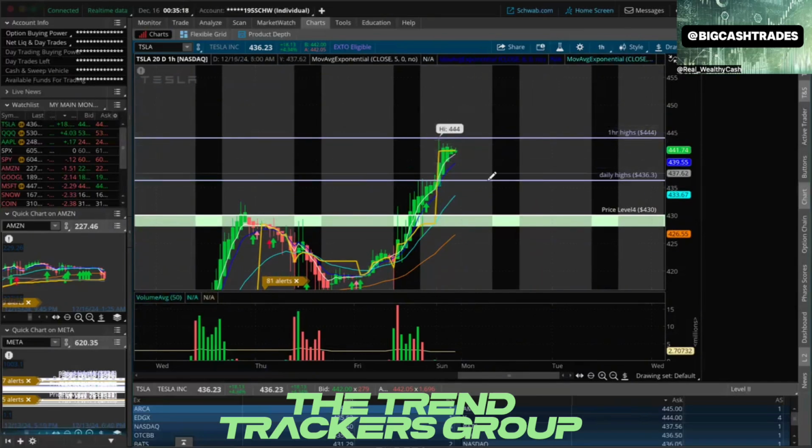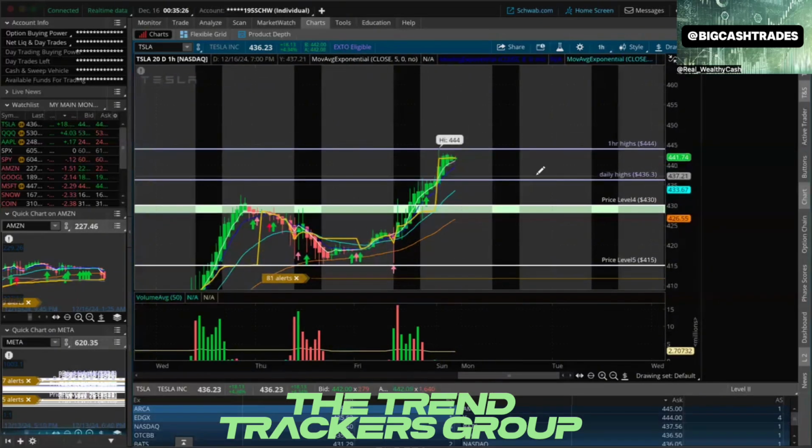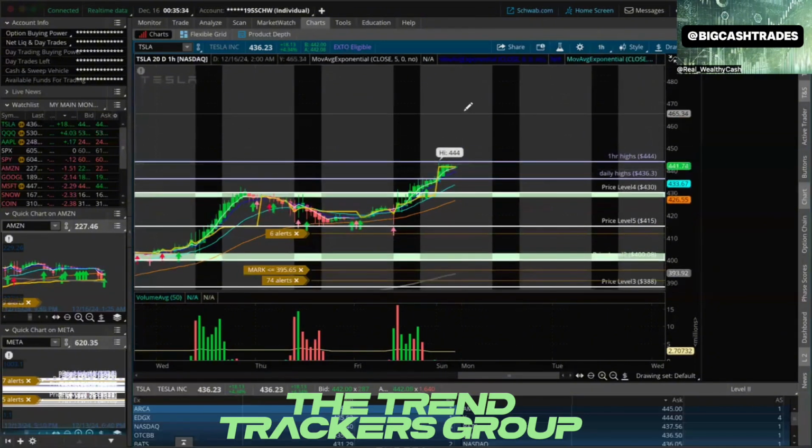What can you do in this area? We can't do anything in this area. We can't do nothing. We can possibly look for a reject into all-time highs, because anytime you get into uncharted territory, anytime you're in price discovery mode where you've never been up here before, we have to figure out where it's going to reject from.